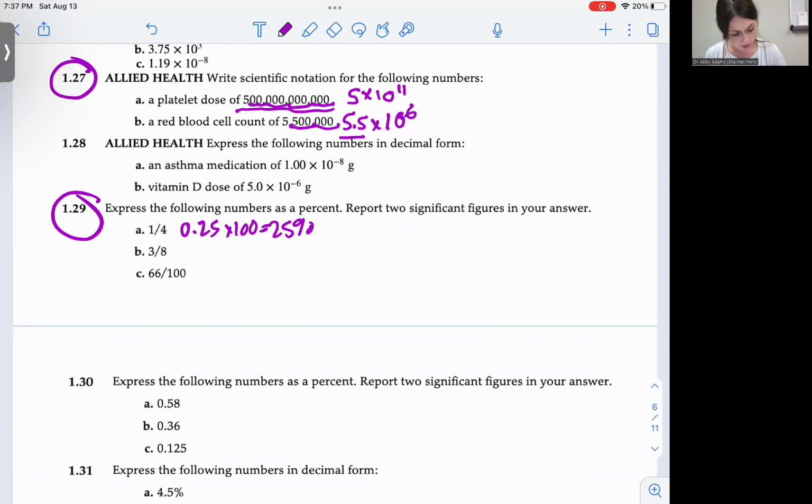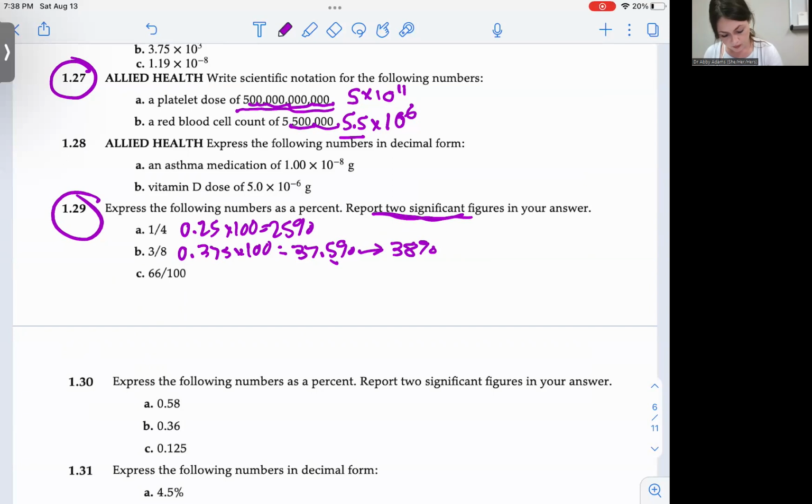So 3 divided by 8. That's all you have to do. So that's 0.375 times 100. That's going to be 37.5%. But we're going to have to round this, usually as percents. Our question says report to two significant figures. So this is a 5. So what is the answer? 38%. See, always read all of the directions.